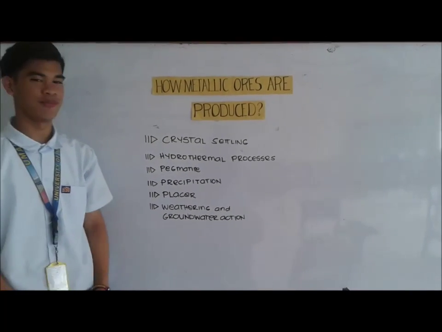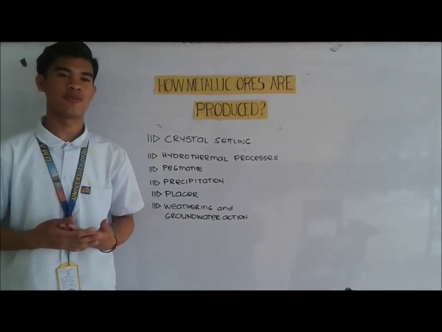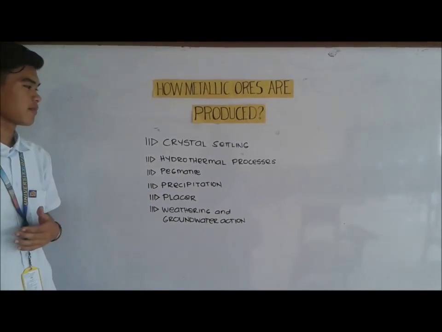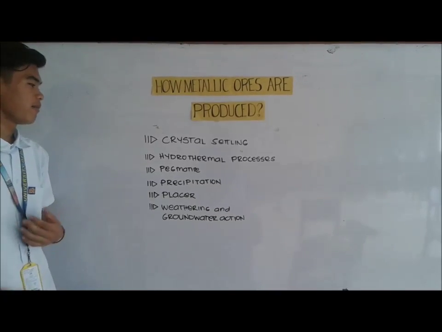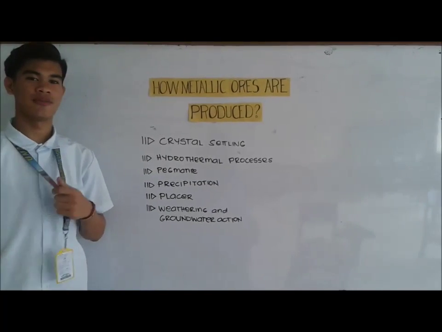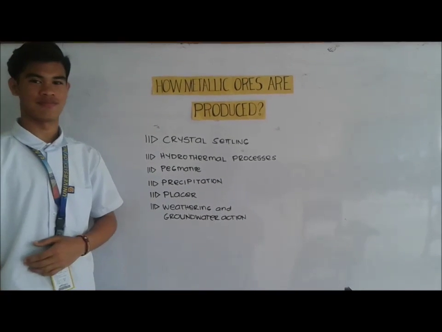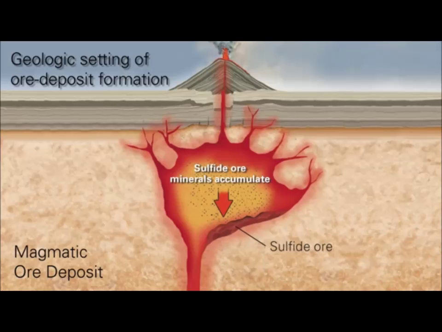How are metallic ores produced? There are many ways to produce metallic ore. First is crystal settling, then hydrothermal process, pegmatite, precipitation, placer, and weathering and groundwater action. The first process is crystal settling.